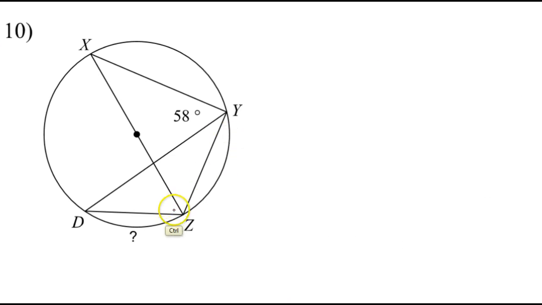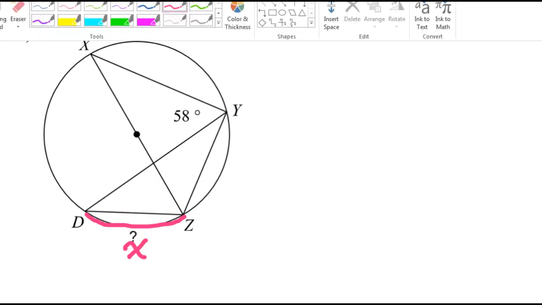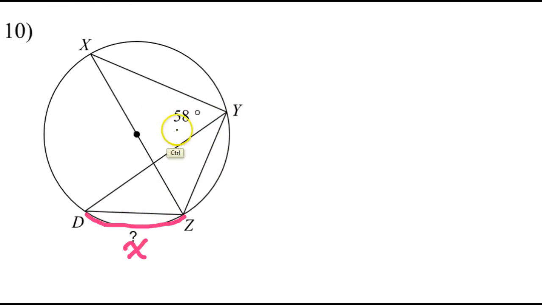Okay, take a look at number 10. Here's the target down here from D to Z, so I'm going to call that X. Eventually I'm going to have to work my way around to that, but let's start with what we know. The only number that we're actually given is this 58, so that's a great place to start. Let me trace it. Here is 58, that goes like this.